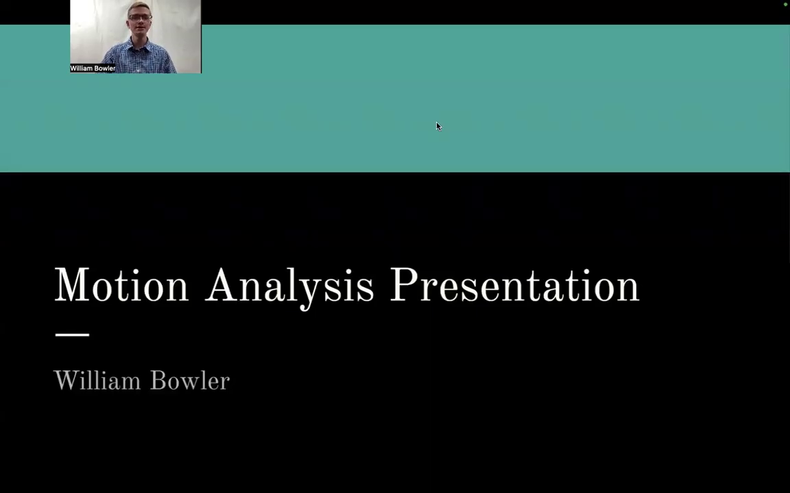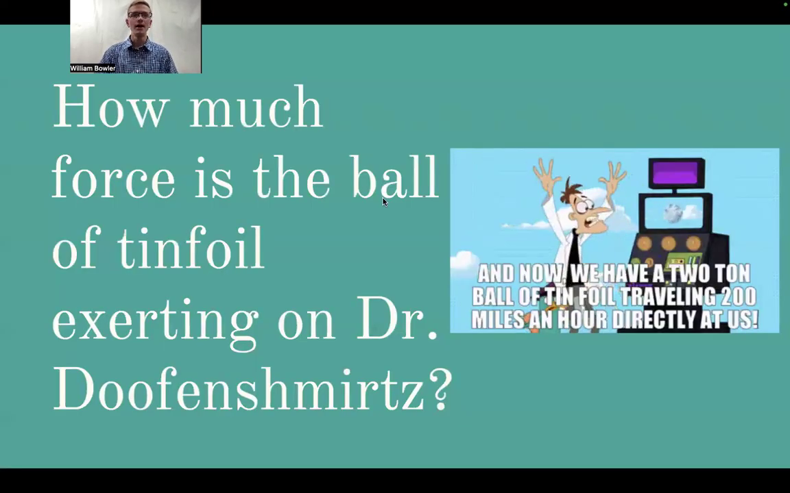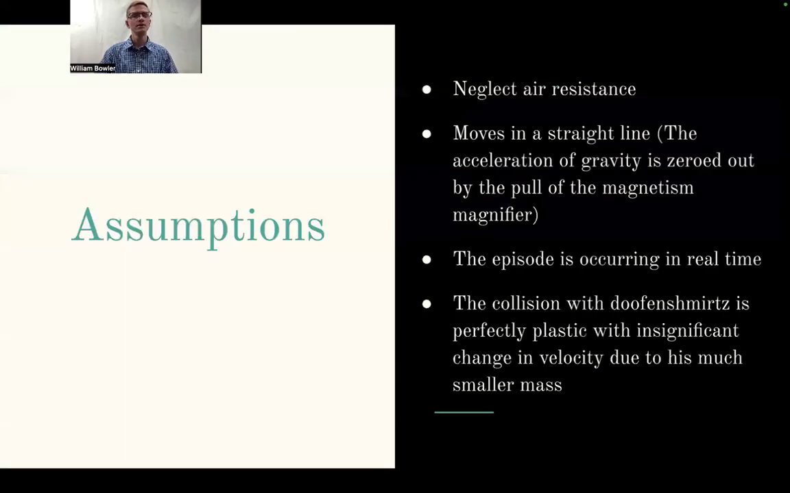This is my motion analysis presentation. We'll be analyzing the movement of a 2-ton tinfoil ball as it hits a cartoon character. Thankfully, he gives us some information in the episode. We know it's traveling at 200 miles an hour and that it weighs 2 tons. So we're going to make some assumptions.